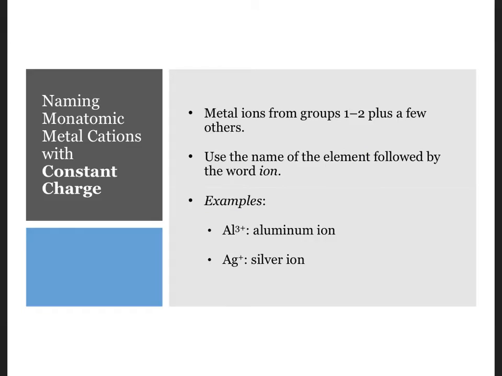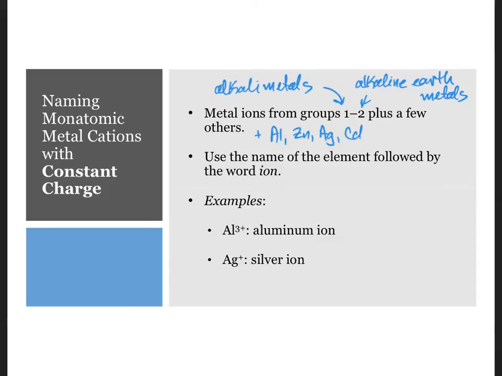We saw in our last lesson that the alkali metals and alkaline earth metals, plus aluminum, zinc, silver, and cadmium, all have a constant charge. To name these constant charge monatomic ions, we use the name of the element and tack on the word ion, as shown in these 2 examples.